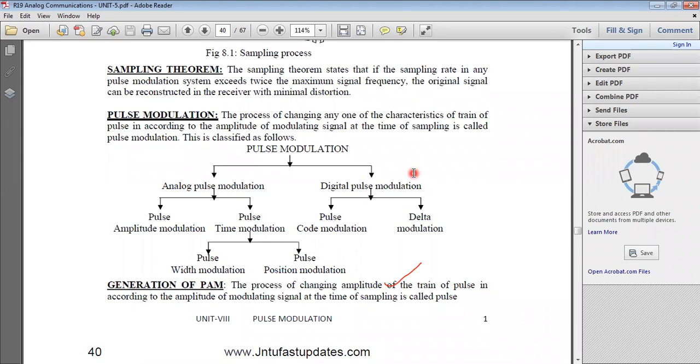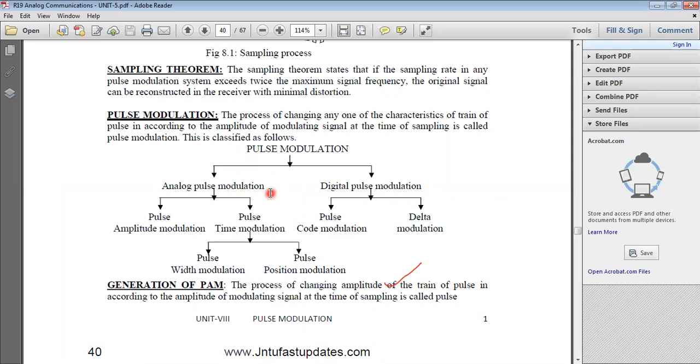Under digital pulse modulation, again we have two techniques. One is pulse code modulation, PCM, and the second one is delta modulation. What is the difference between analog pulse modulation and digital pulse modulation?